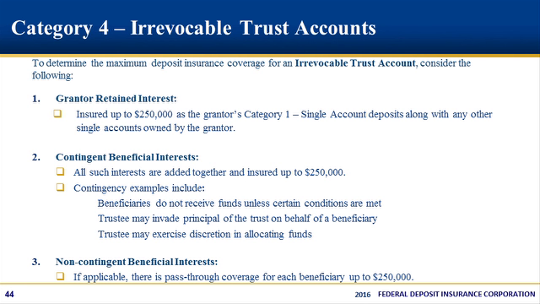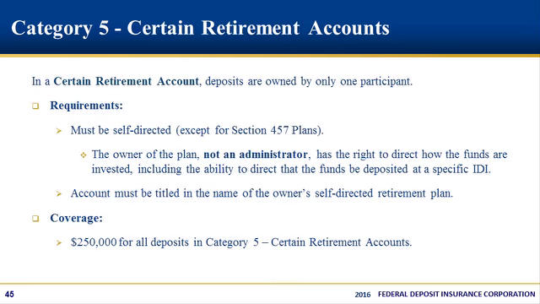The third issue to consider when calculating coverage for irrevocable trusts is that if the beneficiary's interests are non-contingent, then there is pass-through coverage for each beneficiary up to $250,000 based on each beneficiary's specific allocation. We have now completed our discussion of trusts.